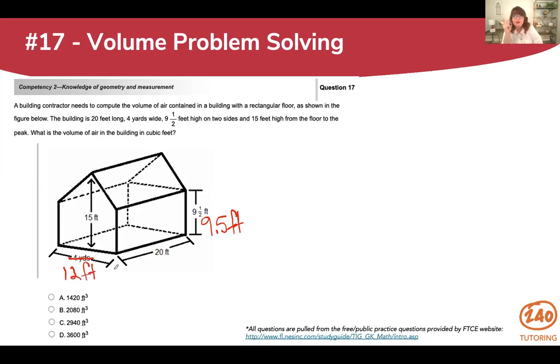Now, to find the volume, if you go look at that reference chart, it's not going to tell you how to find the volume of a building shaped like this. It's going to tell you basic prisms and pyramids. So we're basically going to have to deconstruct this building into 2 regular 3D solids. So I'm going to take this apart. And basically what I'm going to do is separate this into a triangular prism.